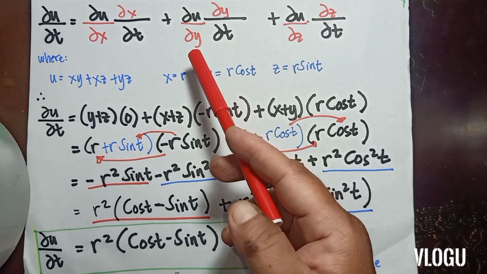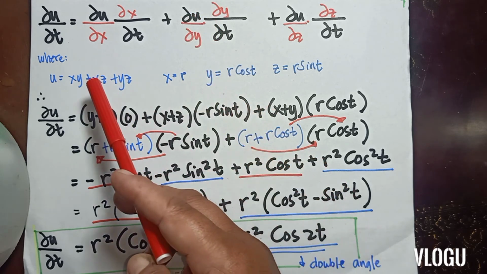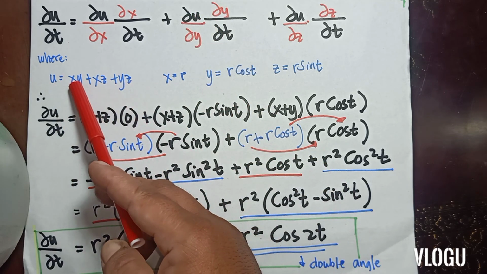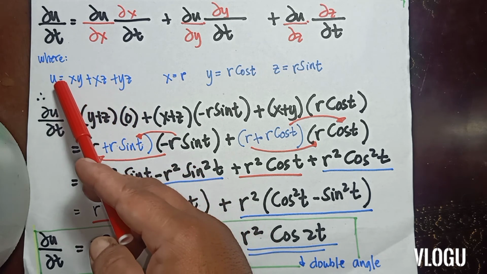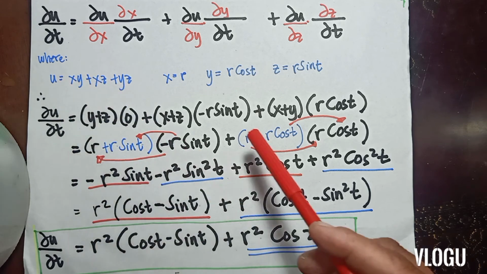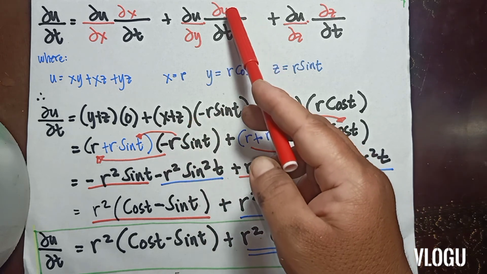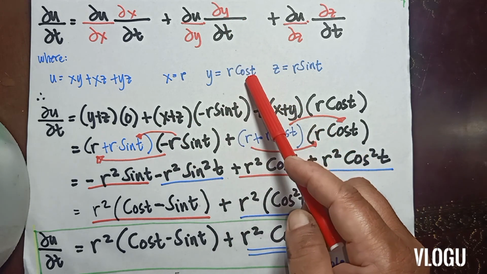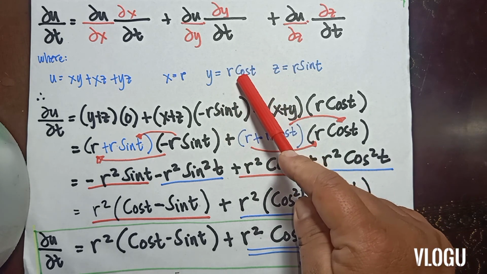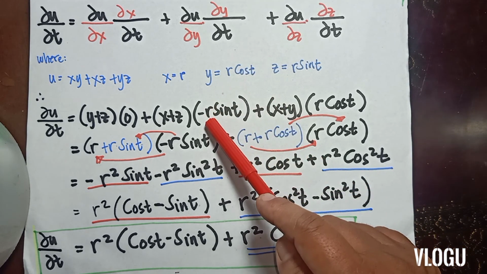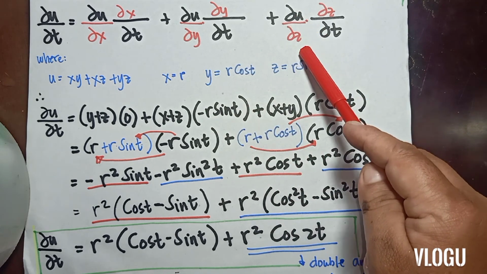Derivative of u with respect to y: here y is your variable, xz is considered as constant. Therefore, the derivative is x plus z. Here, derivative of y with respect to t: r is considered as constant, t is your variable. The derivative of cosine t is negative sine t. That's the reason you will have negative r sine t, plus du over dz.